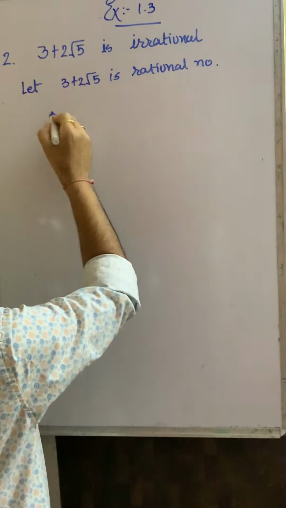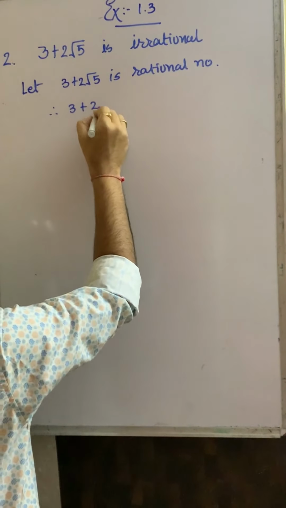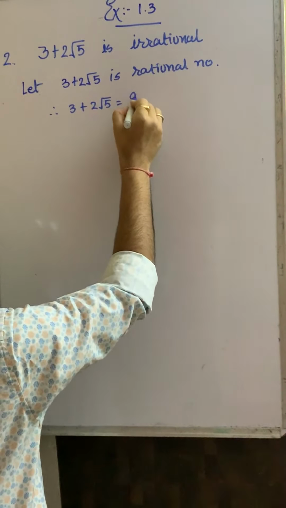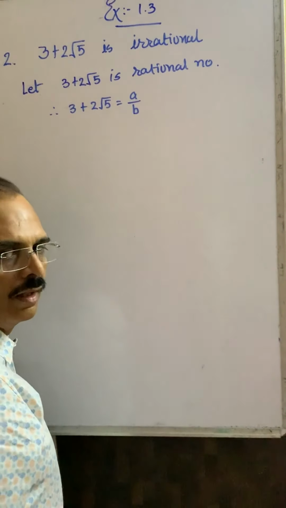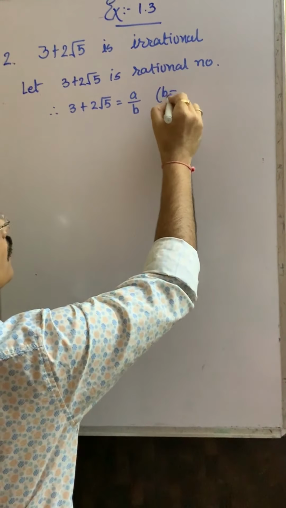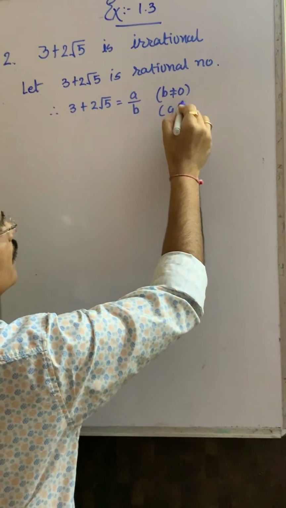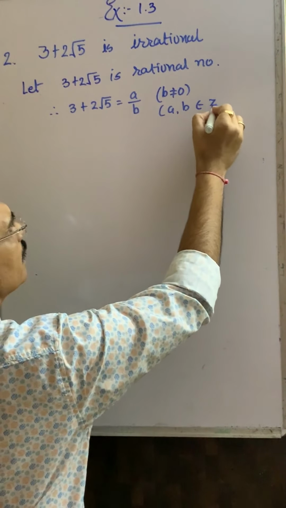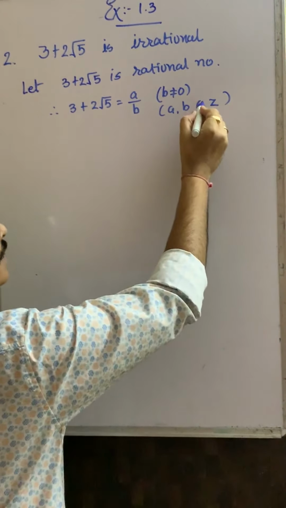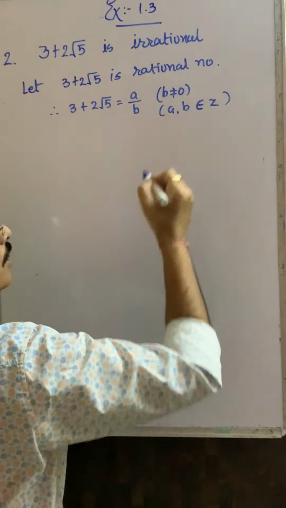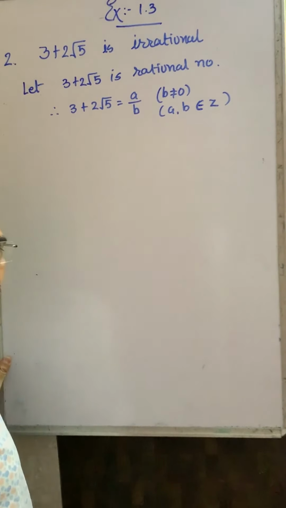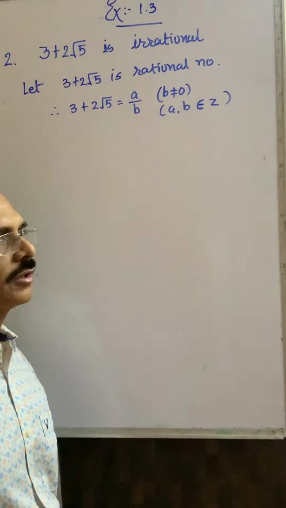If it is a rational number, then 3 plus 2 root 5 can be written in the form of a by b. Remember, b is not equal to 0, and remember a and b belong to the integers Z. This is the sign of belongs to. Belongs to means a and b are integers, in short.